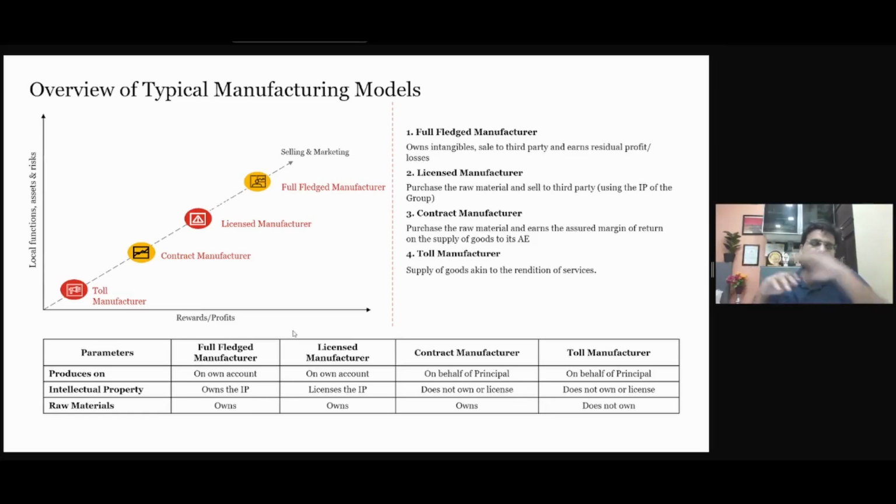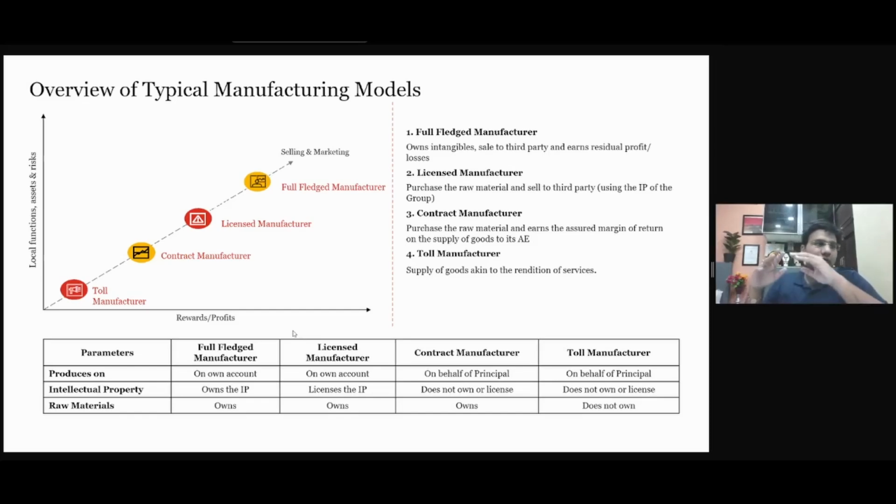So, linking this with our earlier discussion on functional profile, we discussed earlier that if a company wants to set up its manufacturing facility, it would have a lot of options, whether it wants a toll manufacturer, a contract manufacturer, a licensed manufacturer or a full-fledged manufacturer. As you will see on the y-axis on the left, we have functional assets and risk profile, and on the x-axis, we have rewards or profit. With each type of manufacturer, the FAR changes. We usually call it FAR on the y-axis, and so the consequent profits or rewards also change.